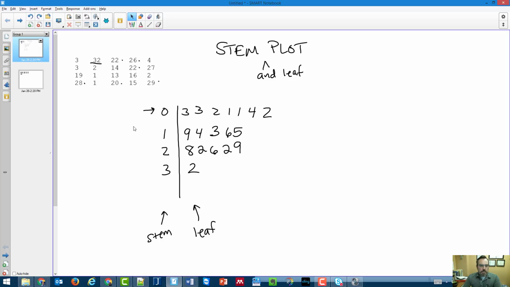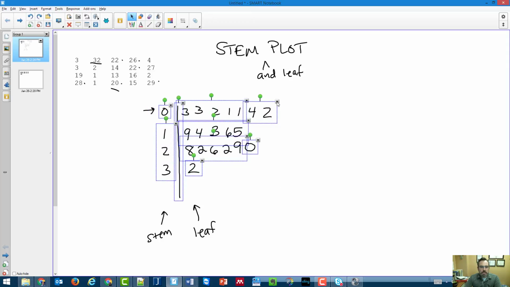oh, it looks like I missed one. 28, 22, 20, 26, 22, 29. Looks like I missed this number right here, the 20. So I'm going to throw this one on the end. They don't really have to be in order. But really what I've got here is a histogram.